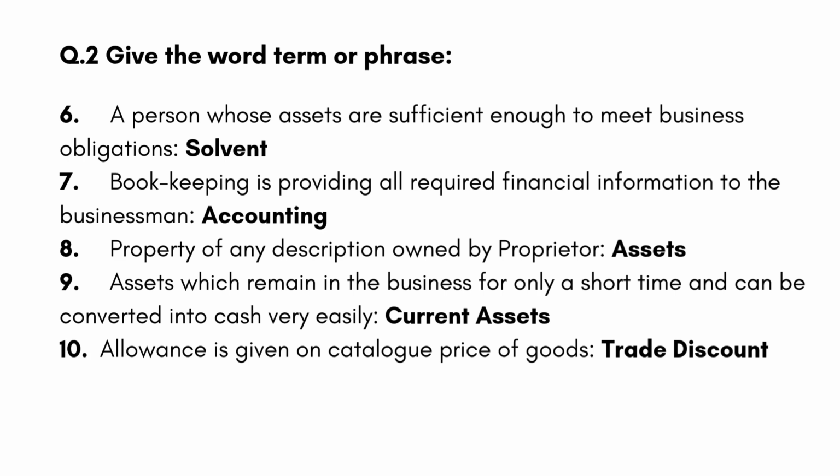6. A person whose assets are sufficient enough to meet business obligations: solvent. 7. Bookkeeping is providing all required financial information to the businessman: accounting. 8. Property of any description owned by proprietor: assets. 9. Assets which remain in the business for only a short time and can be converted into cash very easily: current assets. 10. Allowance is given on catalog price of goods: trade discount.